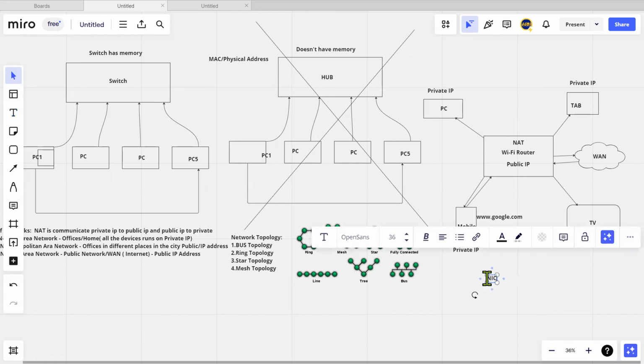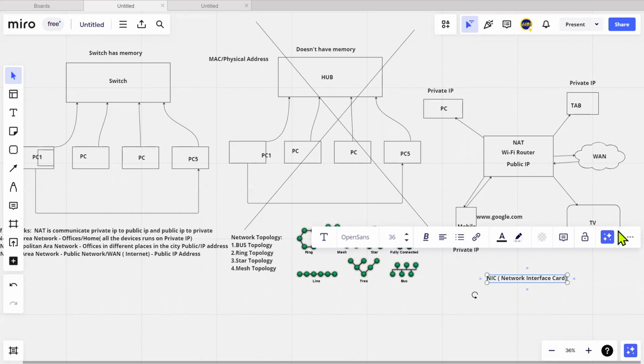We discussed yesterday this NIC, network interface card or controller. We can also call it a network interface controller. So NIC is the interface between the computer and the network. Okay, it is an interface.